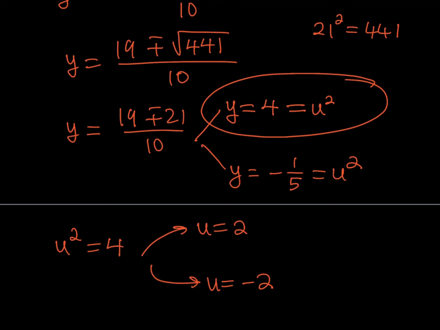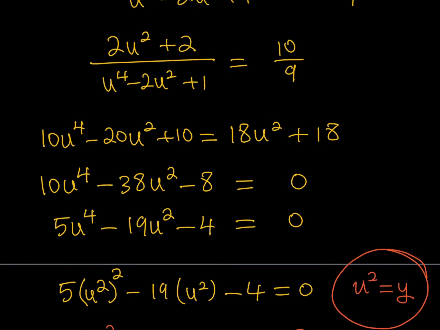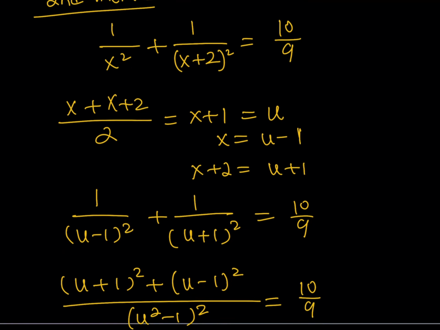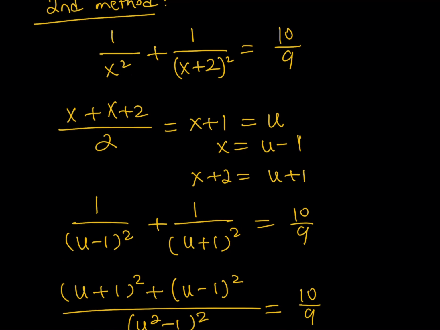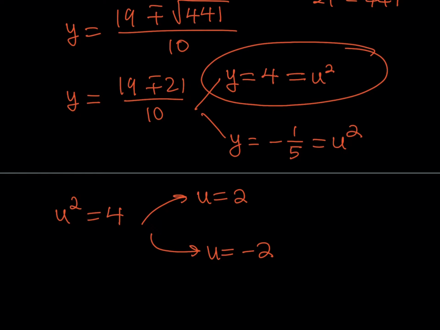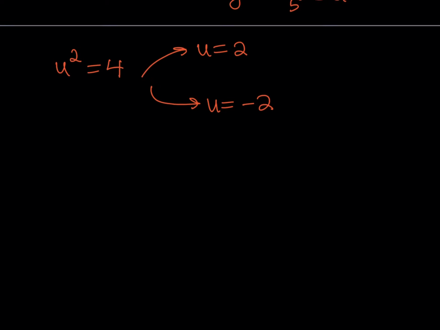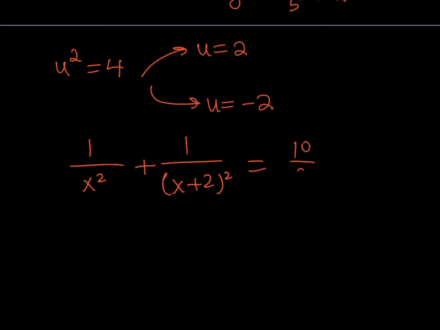Now, what was my original problem? Let's take a look at the very original equation. And the very original equation gives us something like this, right? 1 over x squared plus 1 over (x plus 2) quantity squared is equal to 10 over 9. So what we would like to do here is plug these values into that equation and see if that's actually going to work. But these are u values, right? How do you find the x values? Well, we've got to remember what we used for substitution. What does u stand for? Remember, we've taken the average of these two numbers. So u was equal to x plus 1.